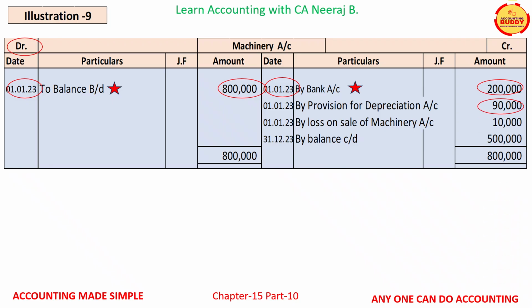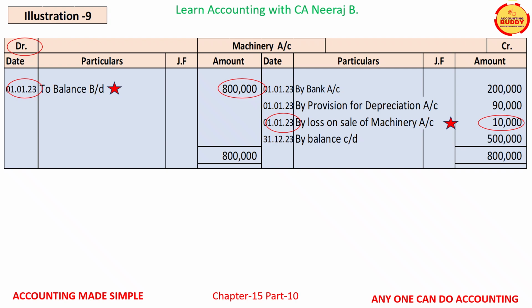$90,000 being the accumulated amount of depreciation on the machinery sold is also posted on the credit side of the machinery account on 1st of January 2023 by writing the words "by provision for depreciation account." $10,000 being the loss on sale of machinery as calculated in the previous slide is also credited to the machinery account on 1st of January 2023 by writing the words "by loss on sale of machinery account."